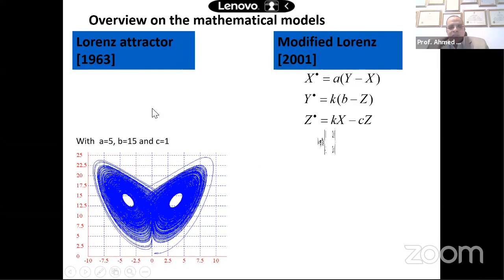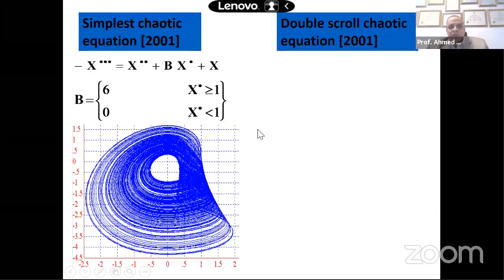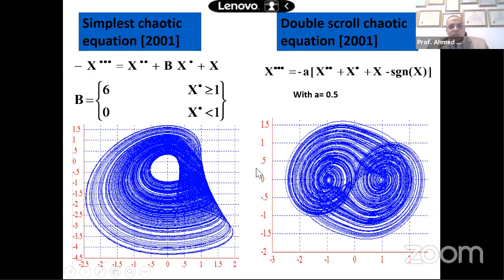There are many known systems, like the Lorenz attractor and the modified Lorenz. This is by Professor Al-Wakil, and there are many other systems like this. What they have in common is that the differential equation should be third order at minimum, with a nonlinear element. These are samples of such chaotic systems. There are more, as we see now. The simplest chaotic equation is a very simple third-order differential equation, where B is the nonlinear term.